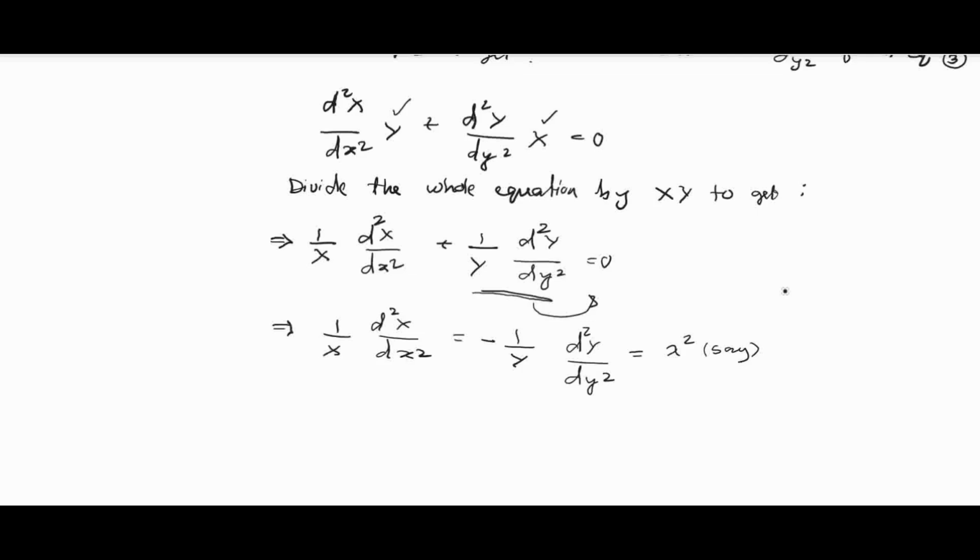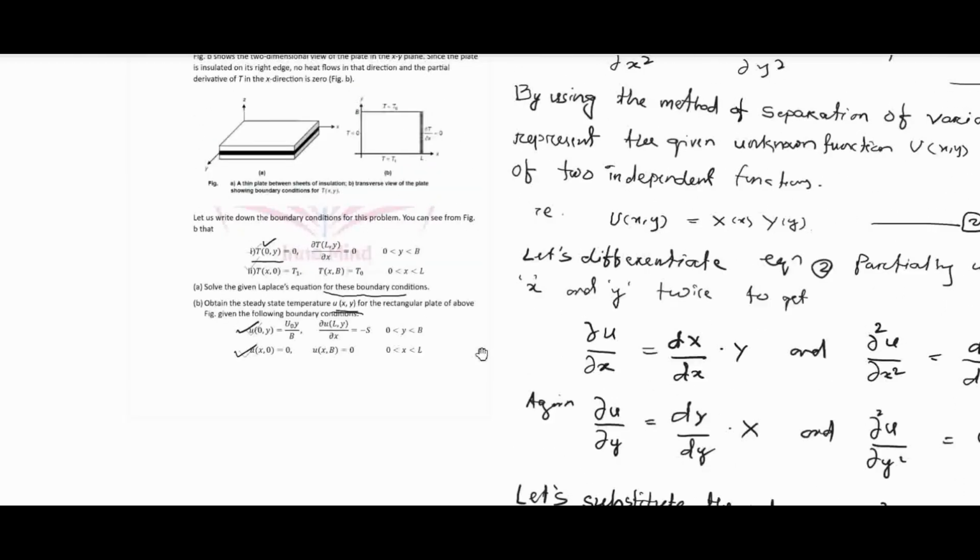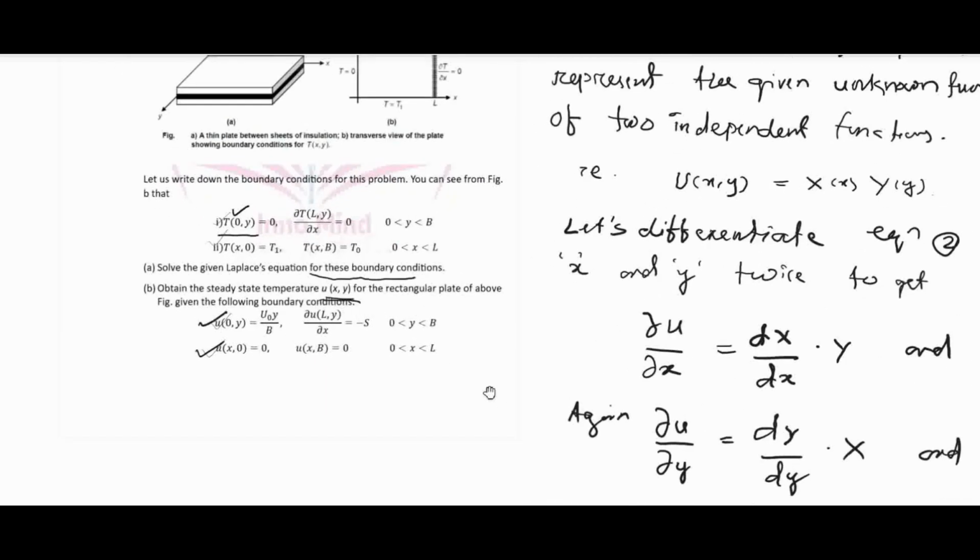Now, a question from the previous part of this lecture: you have told that we have to take minus lambda square, then why are we taking lambda square this time? So if you look into the boundary conditions, what are we getting? When y is equal to 0, u is equal to 0. When y is equal to b, u is equal to 0.